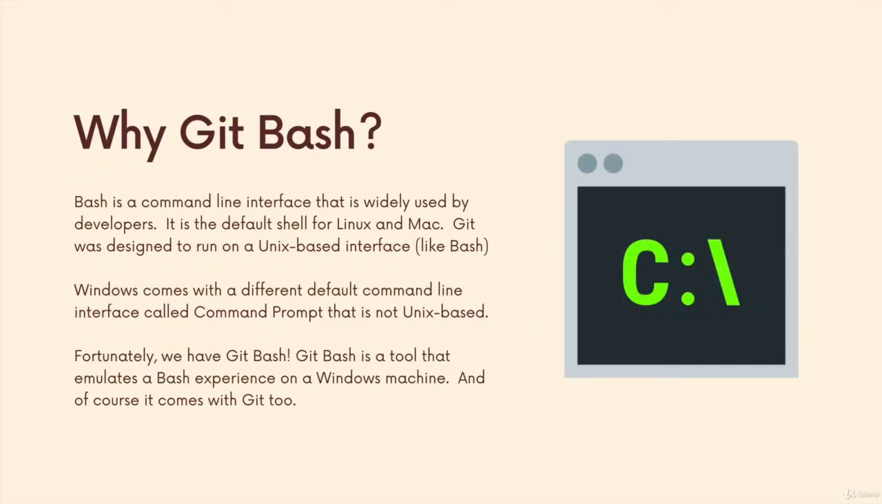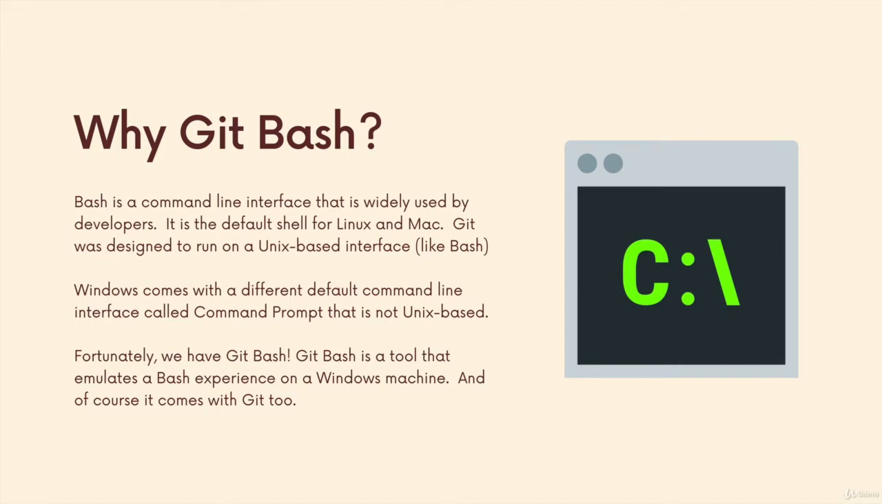The reason for this is that Git was designed, it was created, if you watch that video where I did the brief history of Git, to run on a Unix-based interface. It was designed for Linux because the guy who created it, Linus Torvalds, also created Linux. The problem we run into on a Windows machine is that Windows doesn't come with a Unix-based prompt by default. Windows comes with a different command line interface called Command Prompt. It's not Unix-based. If you don't know what Unix is, it's not a big deal.